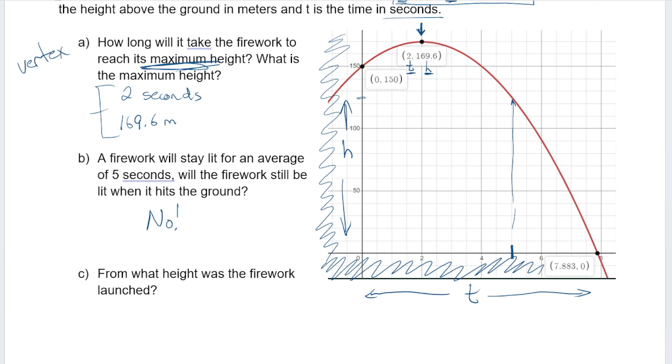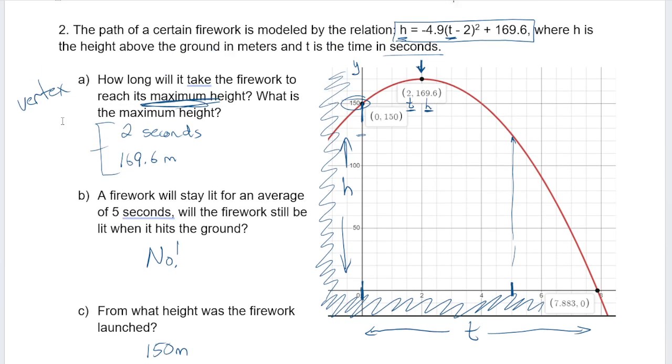And from what height was the firework launched? Well, that would be time 0, right? How high was it at time 0? That's when it's right on the y-axis, or the h-axis in this case. And we can see the value right there. It was 150 meters above the ground before it was launched, presumably off the top of some building or something like that. That's it.